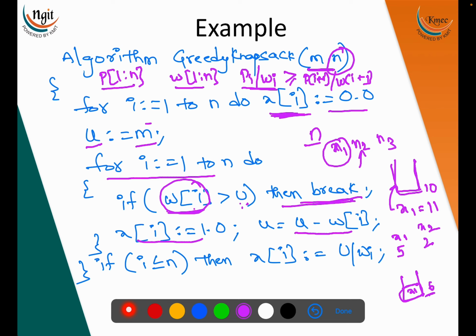What is u? Your bag capacity, which is m, that is 6. 6 minus wi. The first item weight is 5. So leftover capacity is 1. Now your bag still has place to store a 1 kg item. As I have a second item which is 2 kg, I'll take only half of the weight. That means 1 by 2 weight I'll place here. So this is the greedy knapsack algorithm.